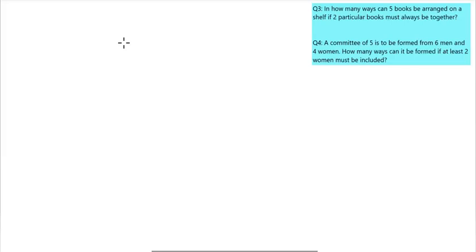So let's look at this question now. In how many ways can five books be arranged on a shelf if two particular books must always be together? From this question, we can already see that it is talking about arrangement, which means we are using permutation here. It's not as simple as the first one that we did. They're telling us that two books must always be together, so if we go ahead and do five permutation two, we are going to get this wrong.